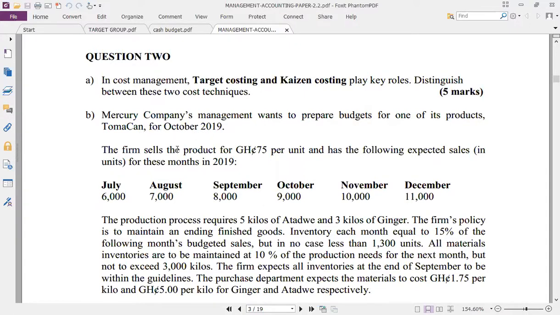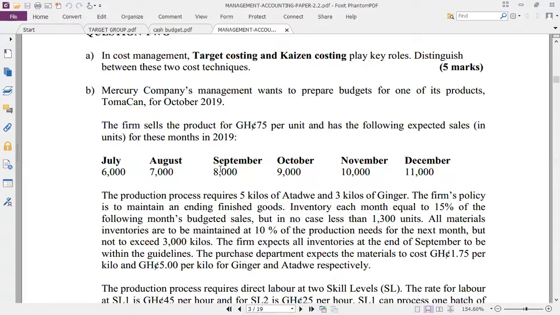October 2019. The firm sells the product for 75 Ghana cedis per unit, so that's the selling price. That is where the income statement comes from. And it has the following expected sales in units for these months in 2019. So July sales units are there, then September, October, November. Why are you giving all this? Well, I need it for only October.